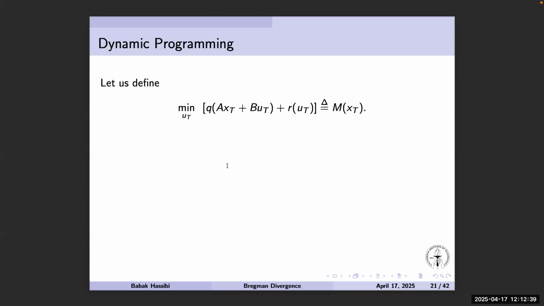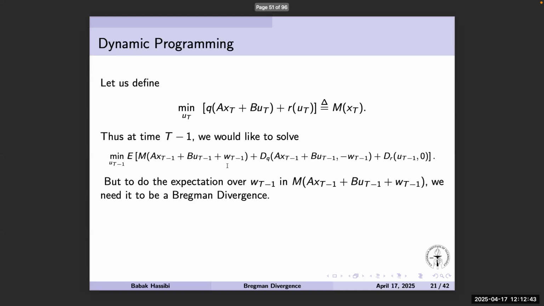Let's say that's called the value function. It's the cost to go. Let's say I numerically compute it. As before, if I'm doing the next step, I have to take this value function and add it to the cost at time t minus 1. So here's the value function, expand out x_t in terms of u_{t-1}. I have to do an expectation over W and then minimize.